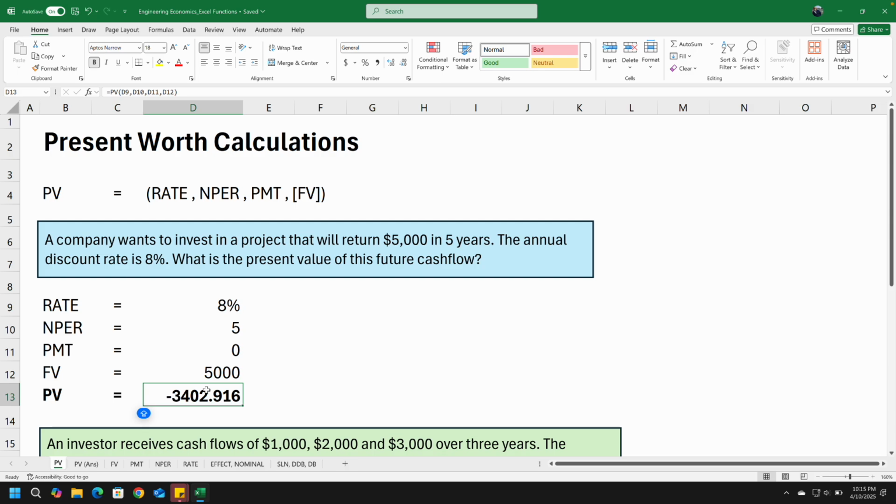Now, you might be asking, why is it negative? And that's because Excel is assuming it's money that we have to spend or give out initially, right? And so that's money we're losing. So that's why it's negative.